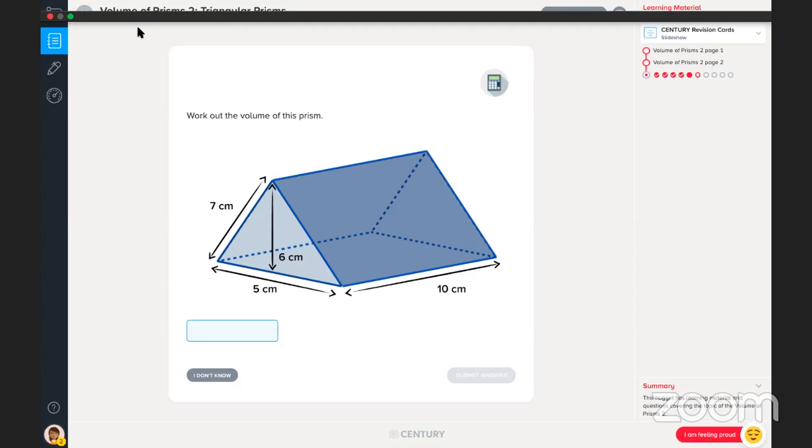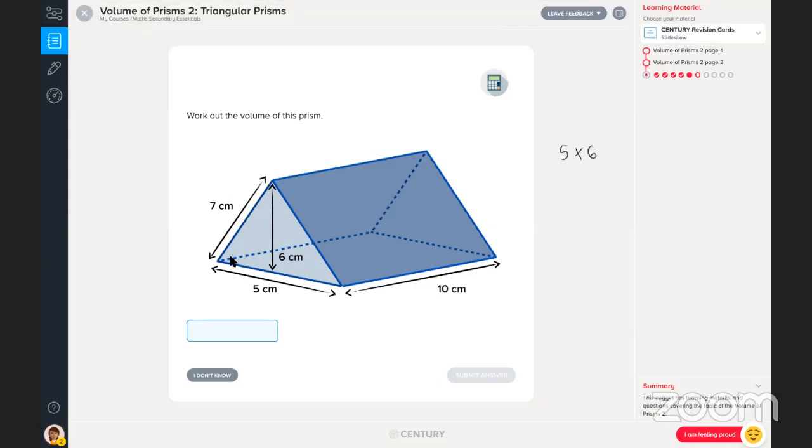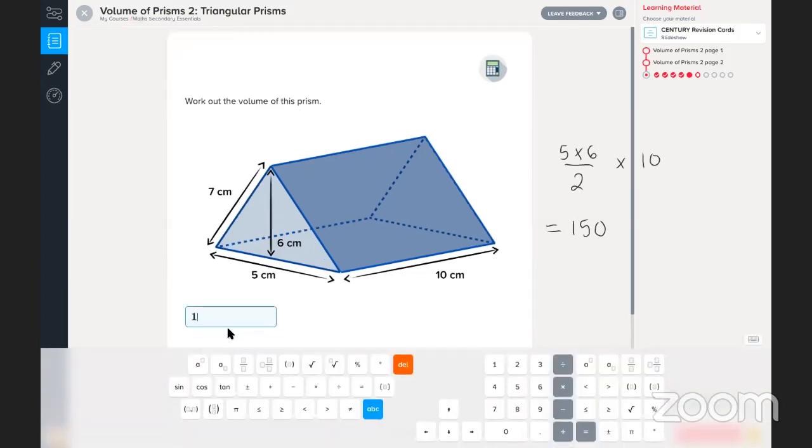All right, let's see how you did. I'm going to work this out now. So we've got area is going to be 5 times 6. That's my base and my height, divided by 2. And then the volume will be that area multiplied by the length of 10. I'm actually just going to do this all in one go on the calculator. And that gives me 150 centimeters cubed.